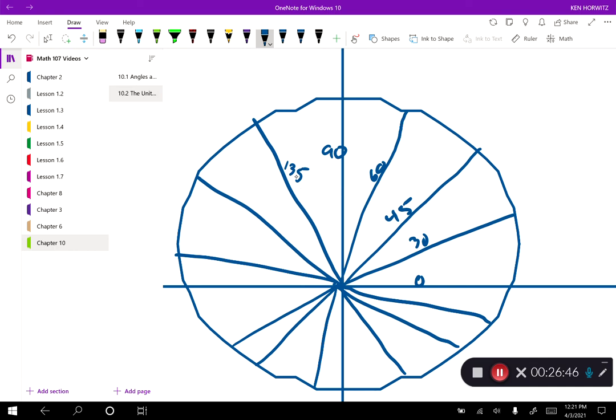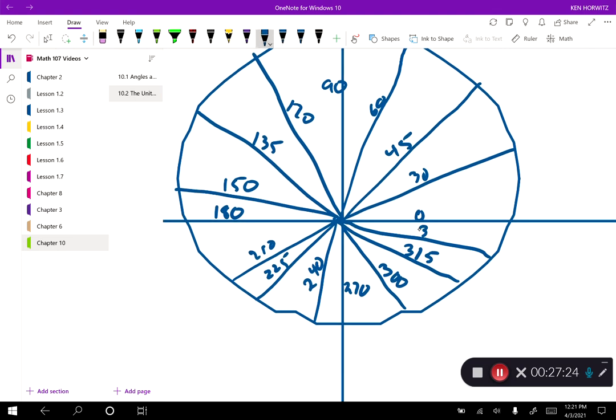So then after 90, I get 135, right? Actually, you know what? It's not, 135 is next. It's 120. Right, then 135, then 150, and 180, and then 210, 225, and 240, then 270, then 300, 315, and 330.